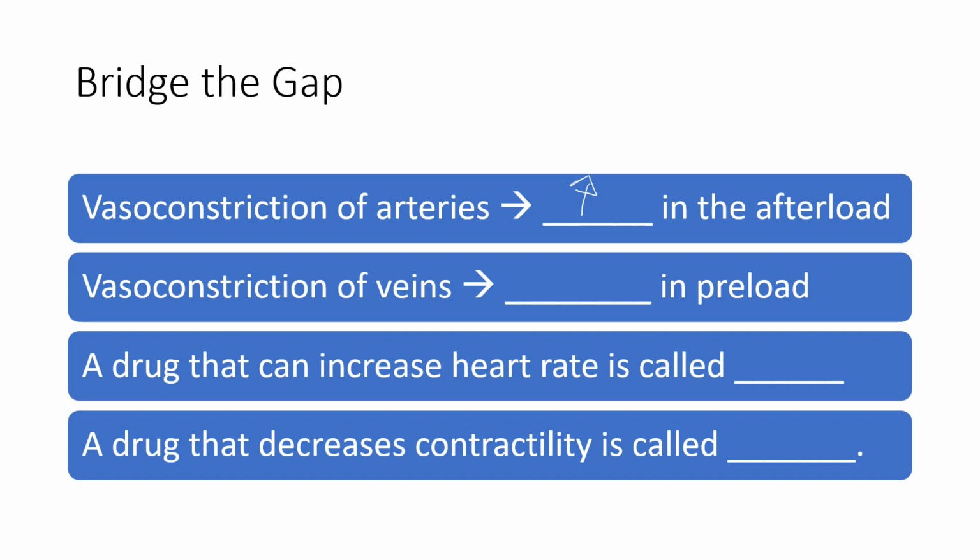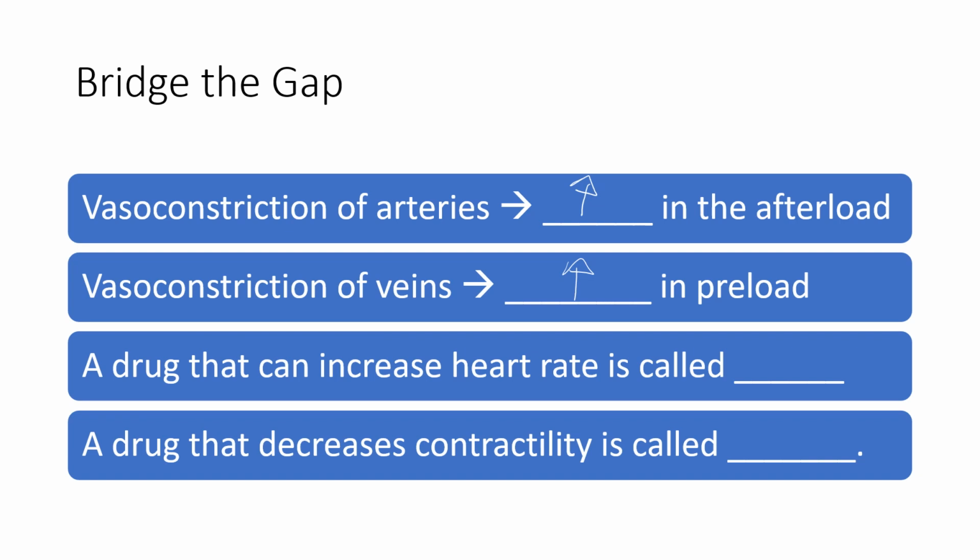Second, vasoconstriction of veins. What will that do to the preload? We're thinking V for veins, V for venous return, right side of the heart. So again, if you say vasoconstriction of the veins will increase the preload, you are correct. Remember, we talked about that squeezing motion, bringing blood back to the right side of the heart.